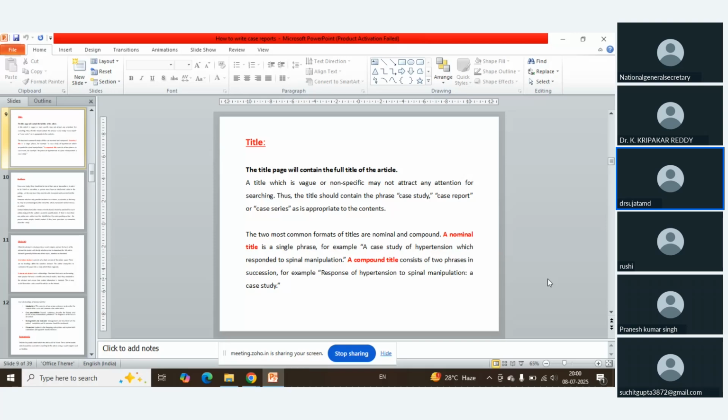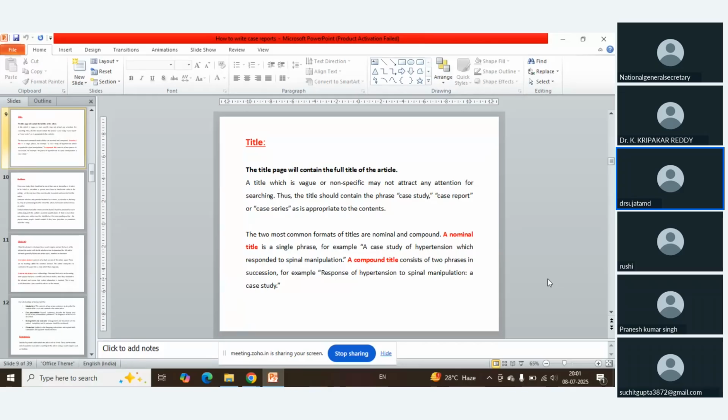The two most common formats of title are nominal and compound. In a nominal title, what happens? A single phrase, for example, a case study of hypertension which responded to spinal manipulation. So this is only a nominal title. And in another form, a compound title, we can form, for example, response of hypotension to spinal manipulation, a case study. This is better to hear and to look at. The compound title is the good one. We'll take this title for the article.